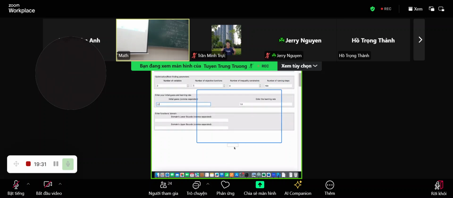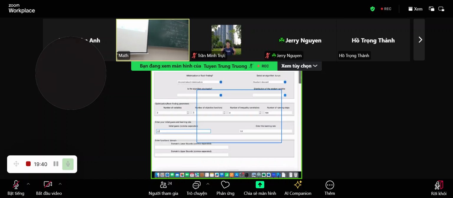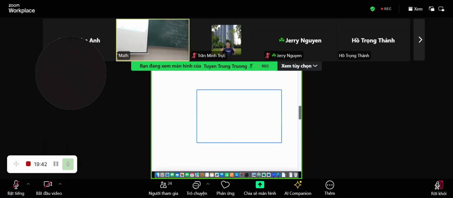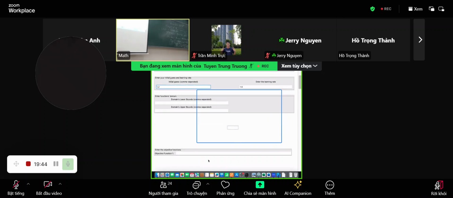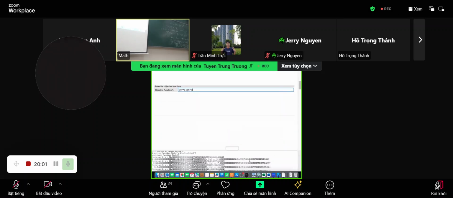And I run this, and let's see what happens. Oh, here I have two variables, so I need to write it like this: x0 squared minus x1 squared. And then I minimize, and you can see how it runs.